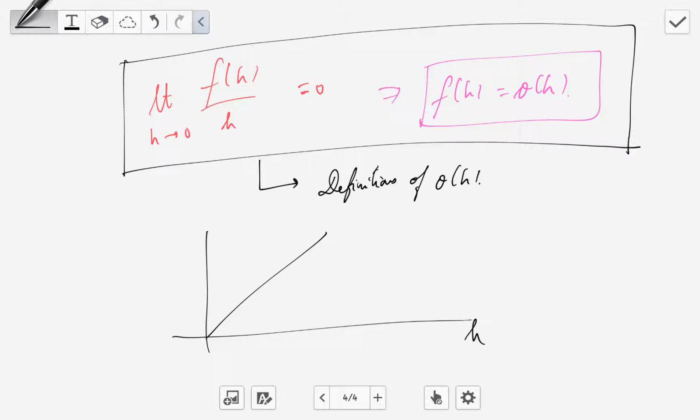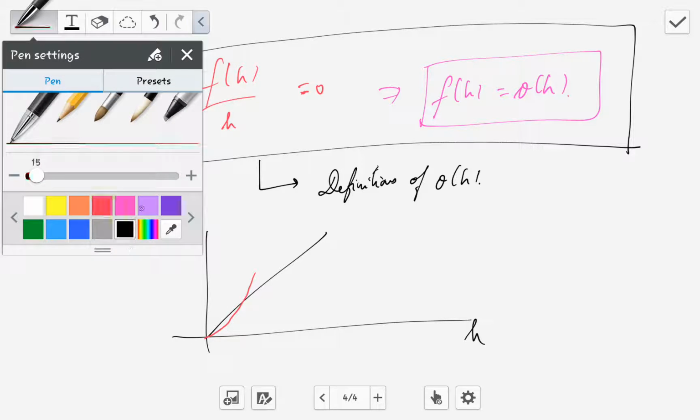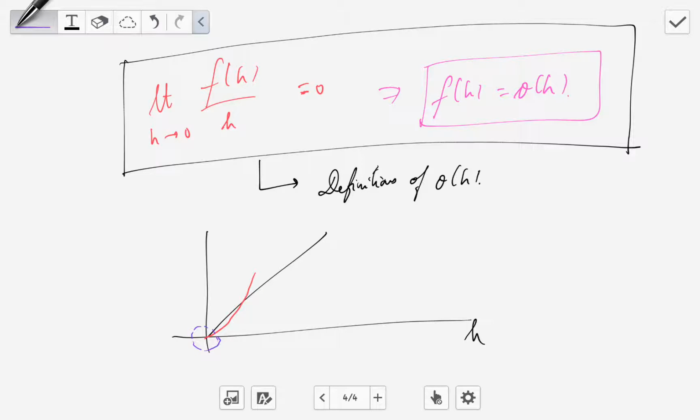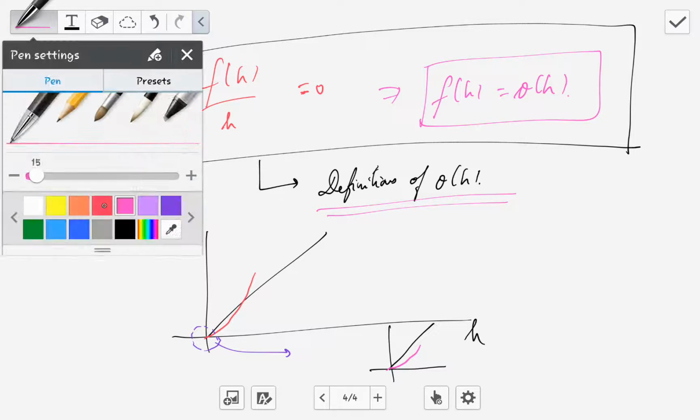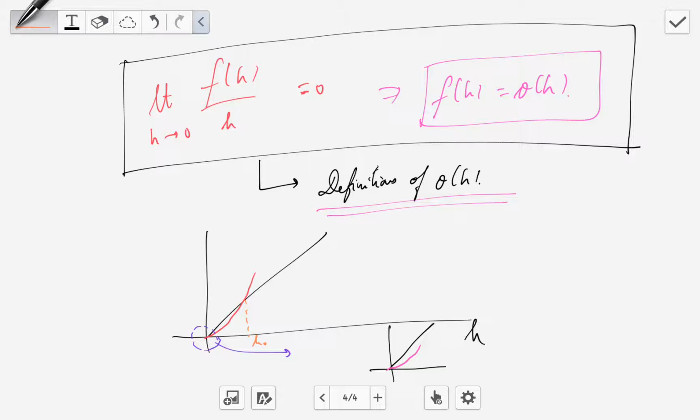If your f of h is something like this, as it is tending towards 0, in this region the second graph is very small compared to the first graph. That is why this is happening. So that is the definition of small o of h. After some point, say h naught, but this is around 0, not infinity. We usually use asymptotic notation in computer science, but here we use simple near 0.